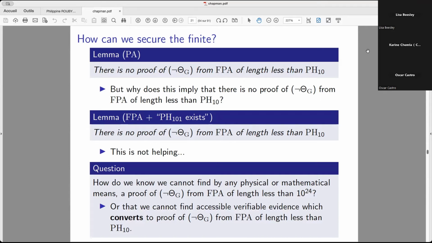Maybe I have my 10 to the 24th quantum coins, I flip them. If quantum mechanics is absolutely correct, I have a non-zero chance of just finding that proof. How do I know I won't find it? Or maybe there's a way of steering, you can go on and on.